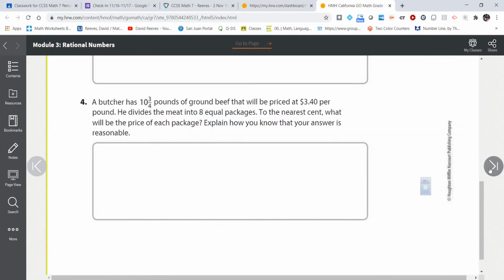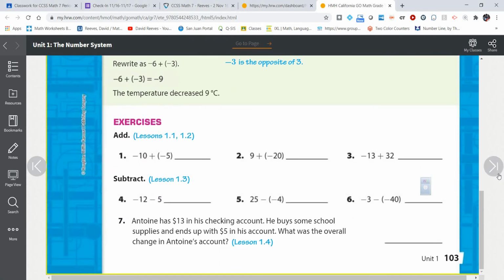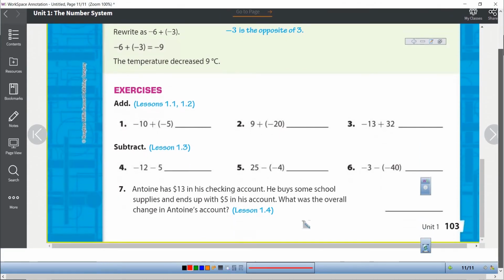All righty, let's do a couple more, and then we will be done. Again, we're looking for problem solving with rational numbers. And, of course, these are integers, but integers are a type of rational number. All right, and Anthony? All right. I'm going to say Anthony, but that's not right. Antoine?